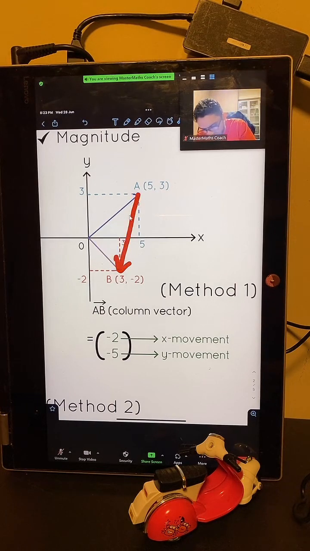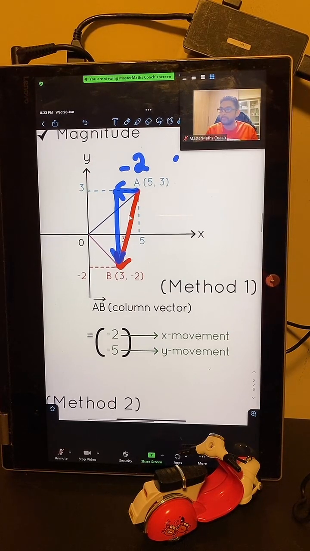Now, first method, just look at the diagram. You see, if you want to go from A to B, right? One way you can do, right, is to go from 5 to 3. Okay, this is 3, right? This is 5. Am I right? Again, this is 5 here and this is 3. So, to go from A to B, you can move to the left twice, 2 units, so negative 2. Alright? And then from here, you go downwards. This is one way. Am I right?